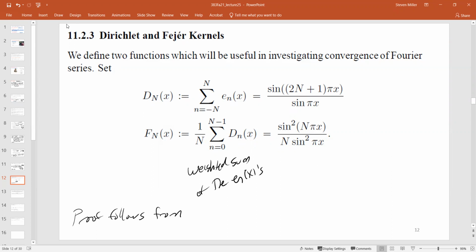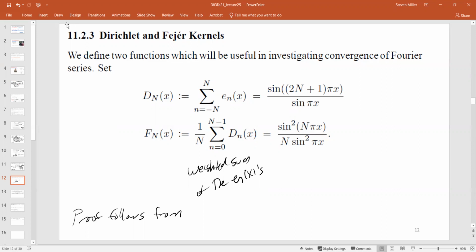What do we know about these sums? What do we know about the sum of D_n of x? What kind of sum is this? Can you recognize the pattern? What kind of sum is this? It has a name. Yes, it's an exponential sum, but okay.